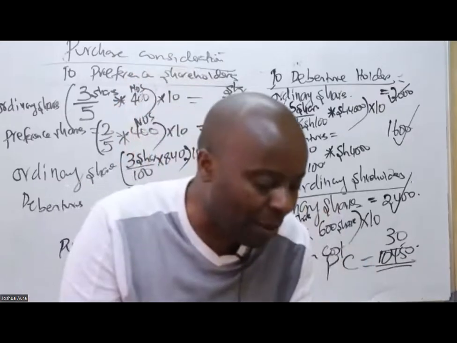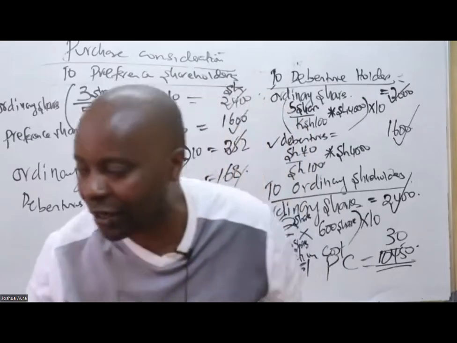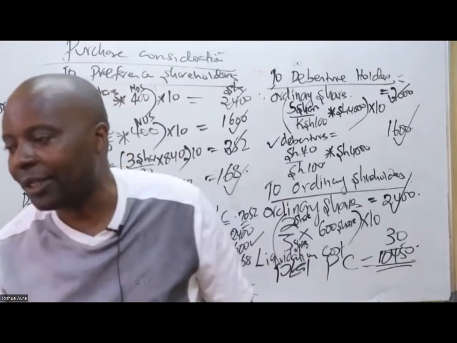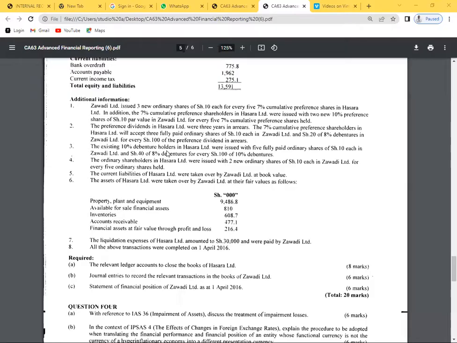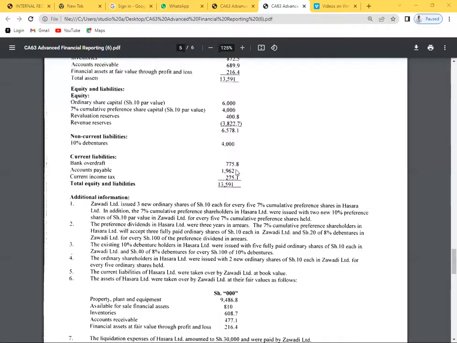If you remember the bank overdraft that you took in your balance sheet, it was 775.8. So you treat this amount that you paid for them for liquidation as a temporary loan. So please add 30 to this. Then I expect your bank overdraft to read 775.8 plus 30, which will give me 805.8.